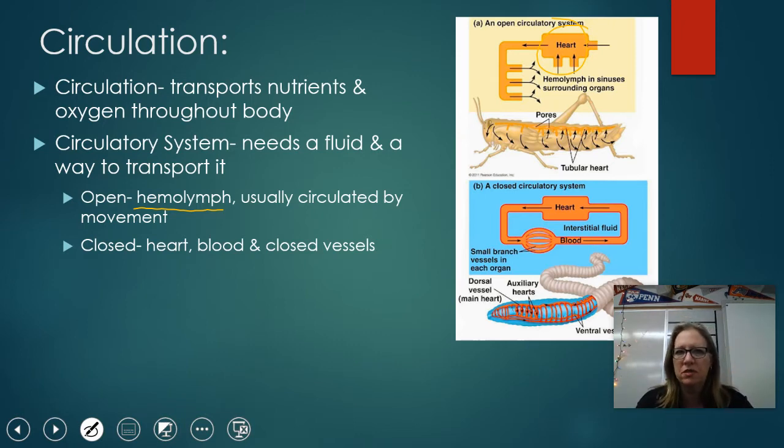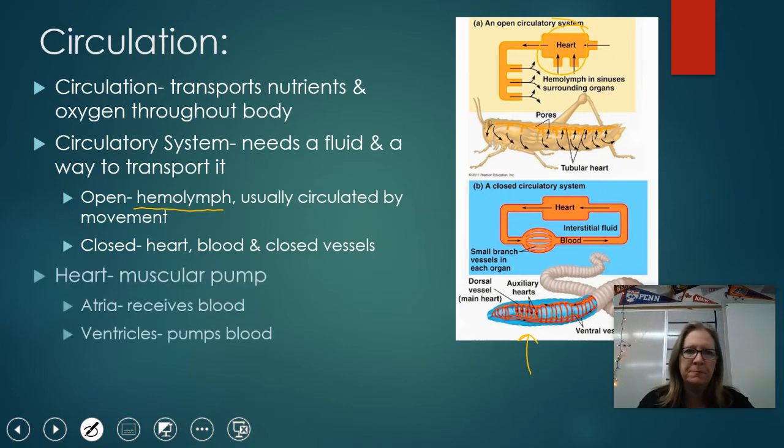A closed circulatory system is much more efficient. Okay, this is what all vertebrates have, and some of the invertebrates too. Worms, earthworms actually have a closed circulatory system, and you can see that right there. Okay, so with the closed circulatory system, you have a heart, you have a pump again, you have actual blood, and you have blood vessels. And so the blood is contained within this system, okay? It's not leaking out throughout the body, okay? The heart is made of muscle. It's made of cardiac muscle, and it squeezes, and it pumps the blood through the body, okay, or the hemolymph.